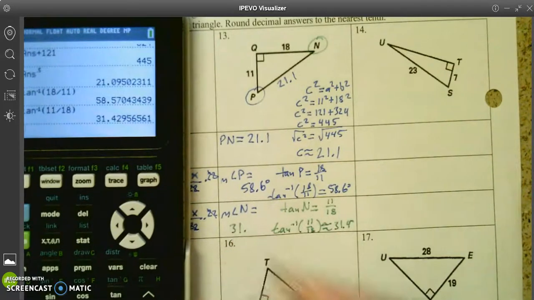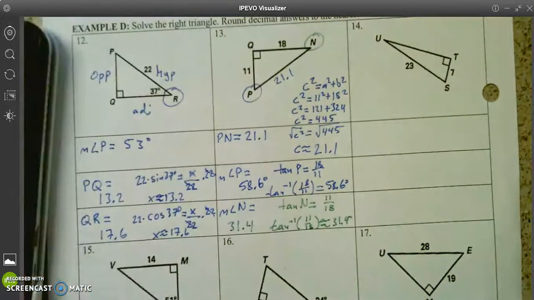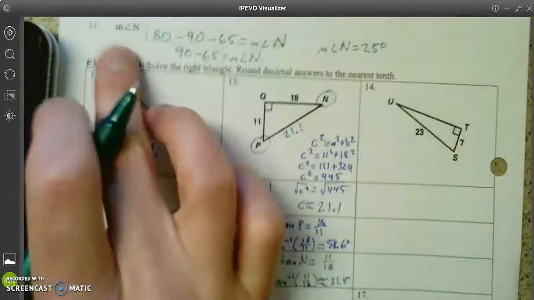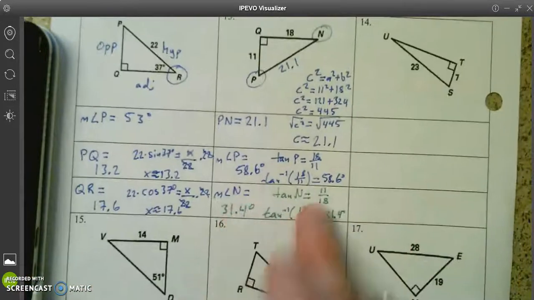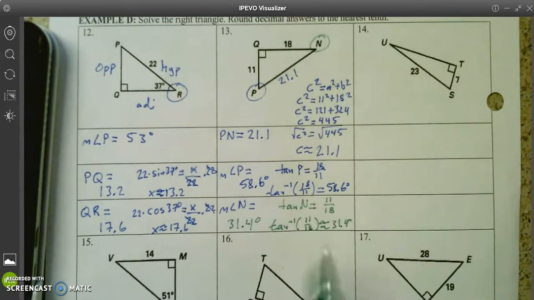So you could have done it the way that I showed you earlier, where you just subtract off, like we did up here with the measure of angle N on number 11, or on this number 13. You could also do it that way as well. It doesn't matter which one. I switched to a different color so you can see it a little bit differently. Hopefully it shows up in the video.